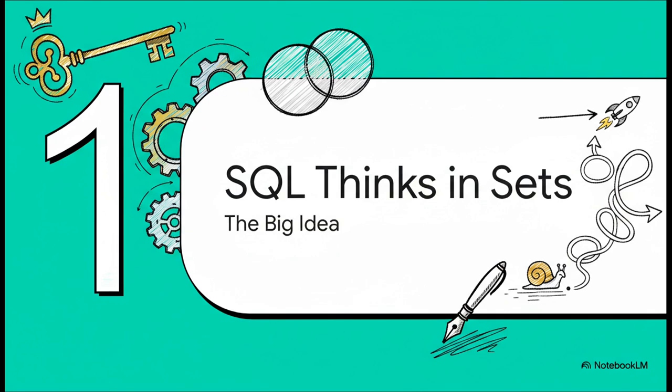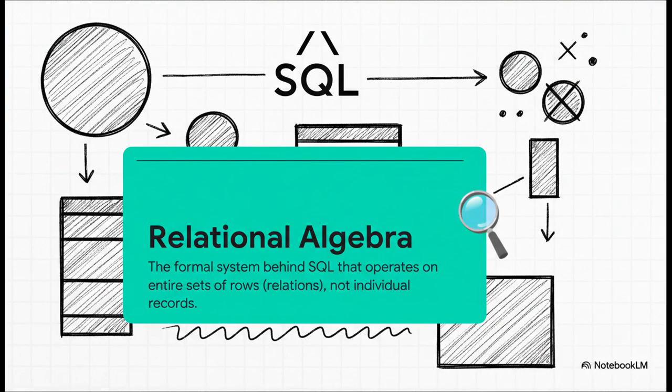Well, understanding this concept is really like getting the keys to the kingdom. It explains why certain queries are fast, why others are slow, and how you can write these incredibly elegant solutions to really complex problems. Now, if you wanted to get technical, and we're all a little nerdy here, right? The formal term for this is relational algebra. It's the mathematical foundation that SQL is literally built on. And its core principle is operating on entire tables, or relations as they're called, as a single unit, not looping through them one by one.